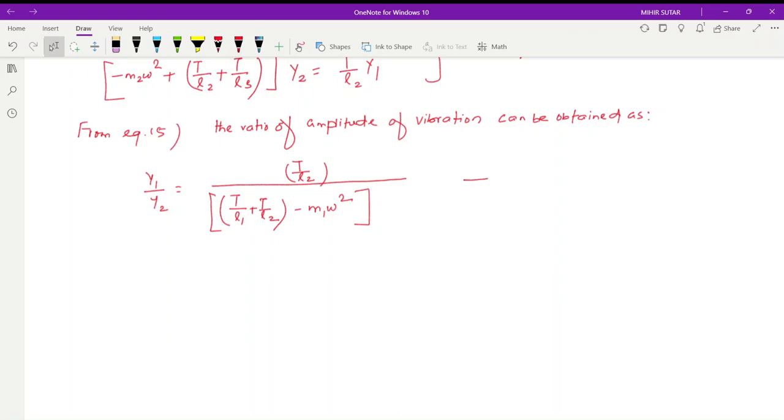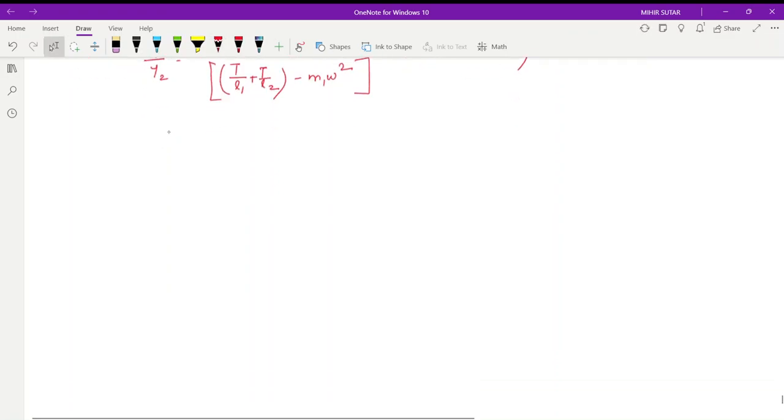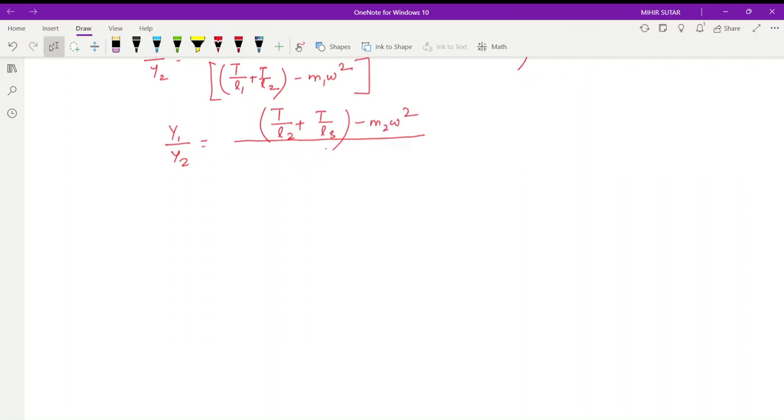Okay, let's say this is equation 6. Also we'll have y1 by y2 is equal to T by L2 plus T by L3 minus M2 omega square divided by T by L2. Let's say this is equation 7.